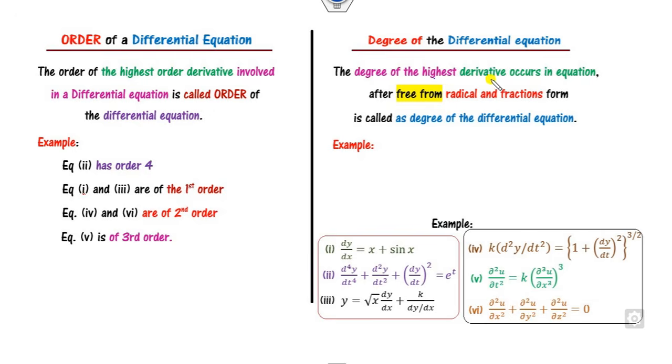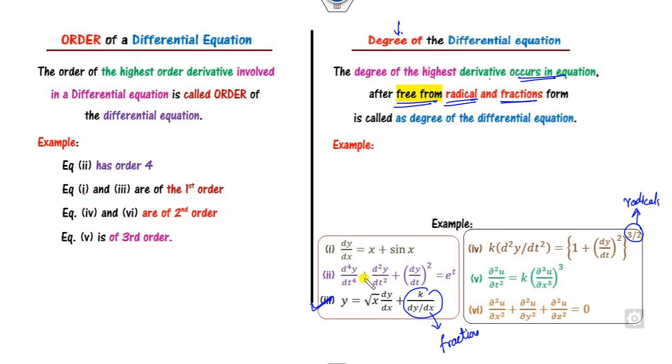The highest derivative involved, but it should be free from the radical and the fraction. For example, if you look at this third case, it is in the form of a fraction. So you have to first free it from them, and then you can count the degree. You can see that these are my radicals. So you have to free them from the radicals.